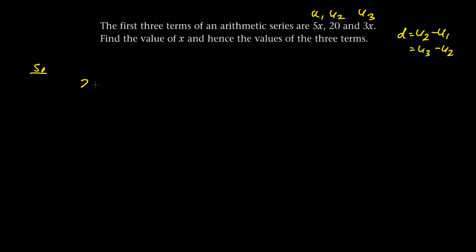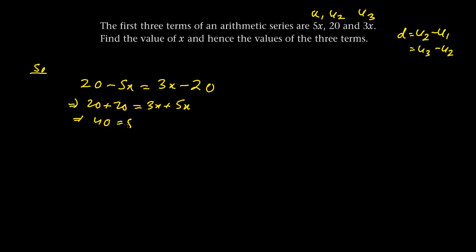So using the common difference rule, we can write U2 minus U1, 20 minus 5x, is equal to U3 minus U2, which is thrice x minus 20. So we can write this as 20 plus 20 is 40, thrice x plus 5x is 8x. So therefore 40 equals 8x. Therefore x equals 5. We found the value of x.